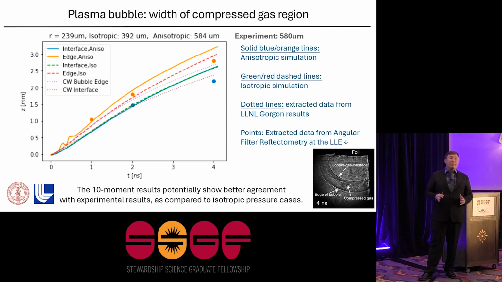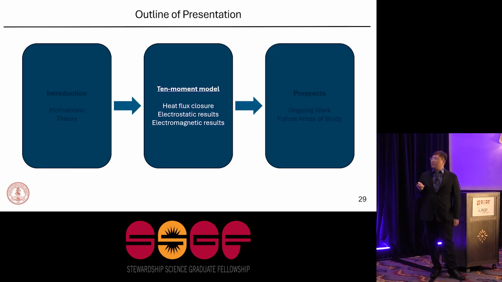But one main metric out of this is the width of the so-called compressed gas region. And these are the experimental data, which predicts about 580 micrometer width. And the isotropic simulations have about 400 micrometer, whereas the anisotropic is a lot closer to experiment. And there's still some future work to be done here, but this is very promising.